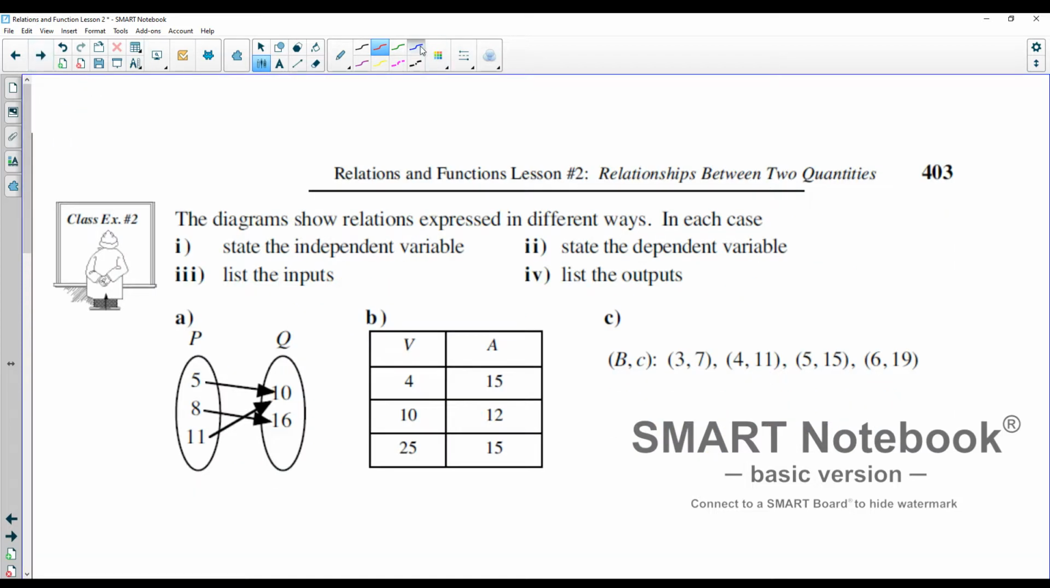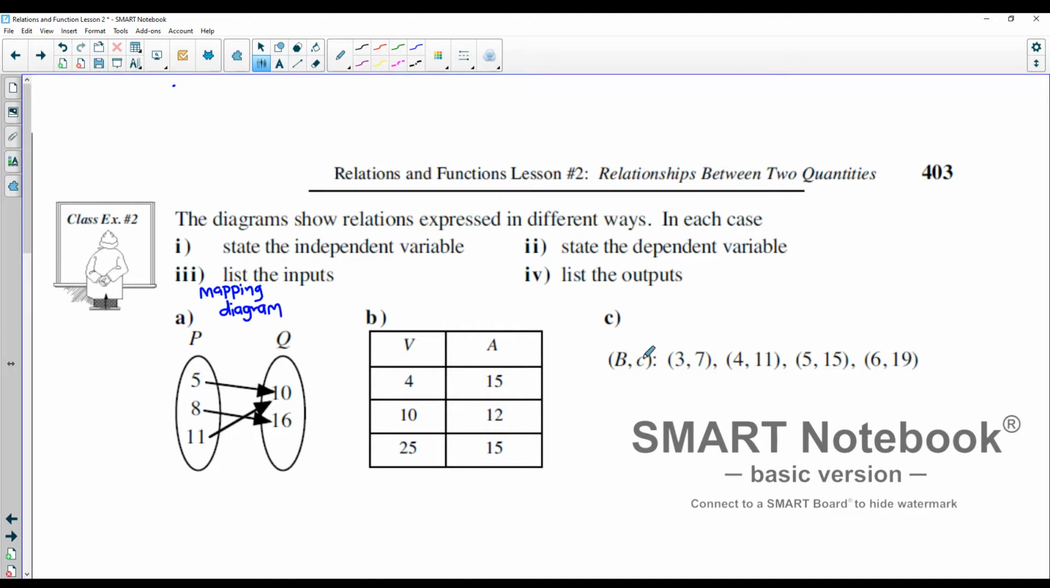Let's look at a few examples now where we are going to identify independent variable, dependent variable, inputs, and also outputs. Okay, so we have three different types of ways we can show a relationship. So this weird diagram with the two ovals is what we refer to as a mapping diagram. It's probably the only diagram that you may not have seen before. So I'll explain that one in a moment. I'll just go through the other two first.